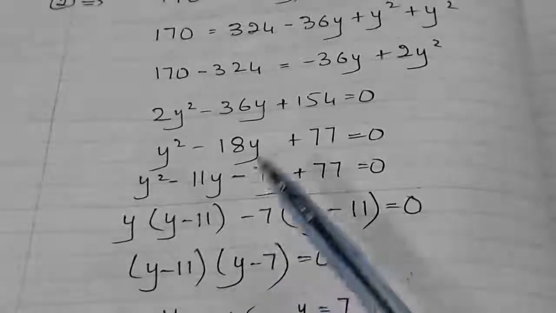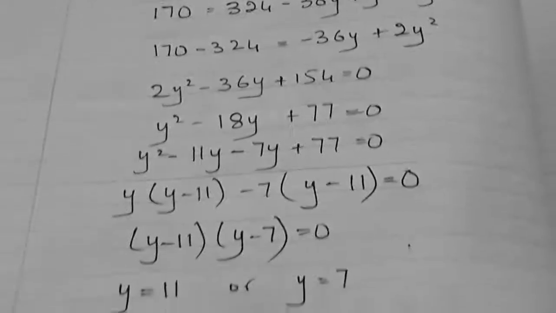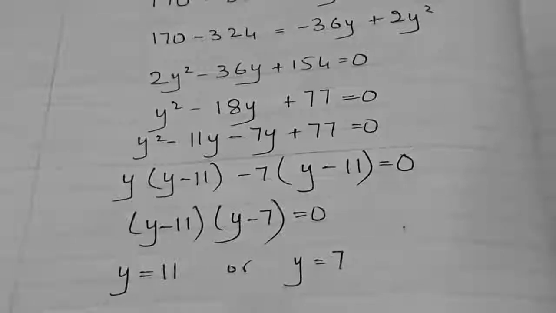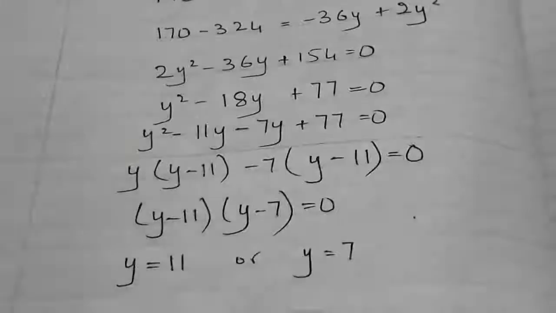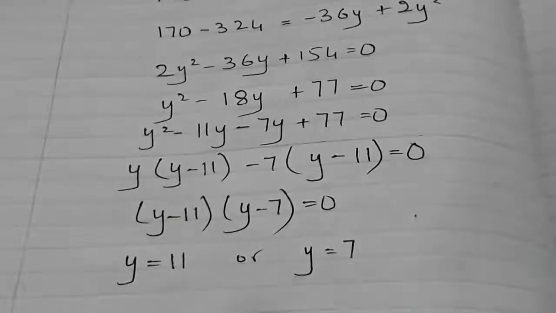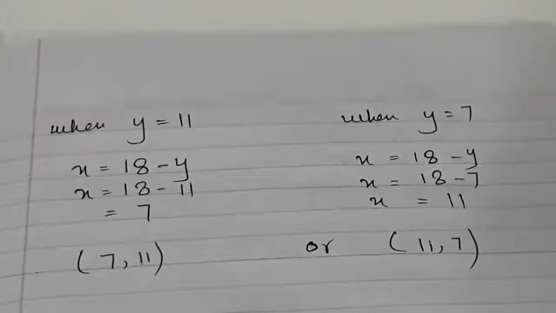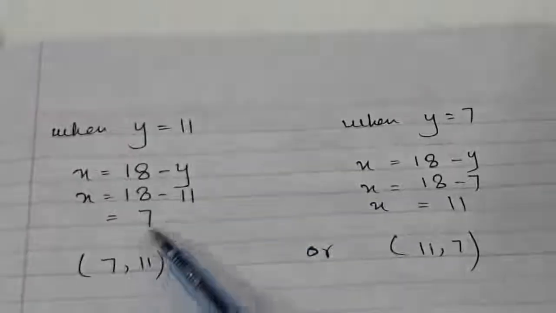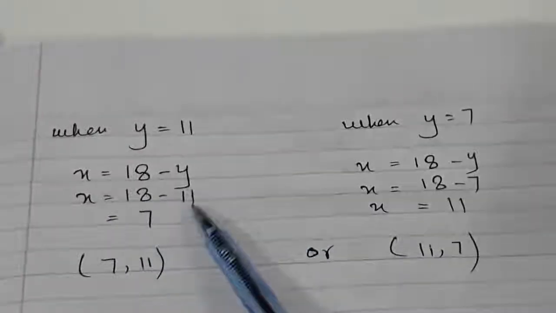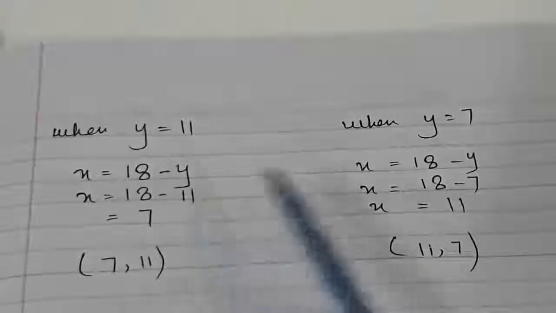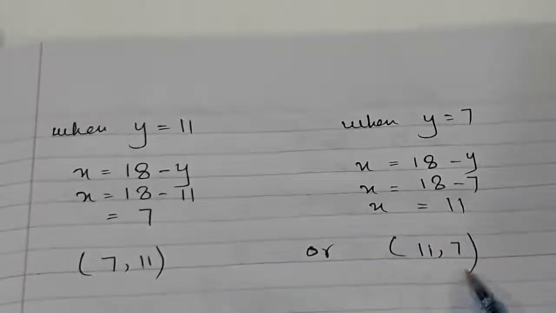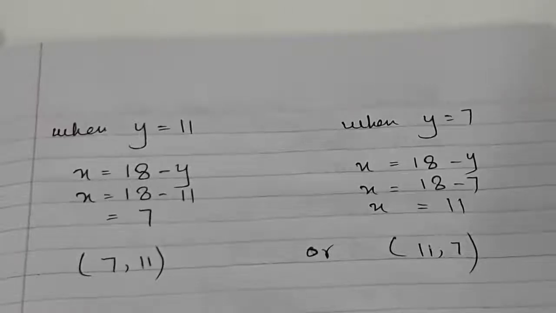Okay, so now after doing middle term breakup and factorization, I got two values of y, 11 and 7. So now these values of y, I will substitute in the equation which I got from the perimeter to find the values of x. So here, after substituting the values in 18 minus y, for y 11 and y 7, I got 11 comma 7 or 7 comma 11. So you can take either length 11 width 7 or length 7 width 11. So this is the end of the question.